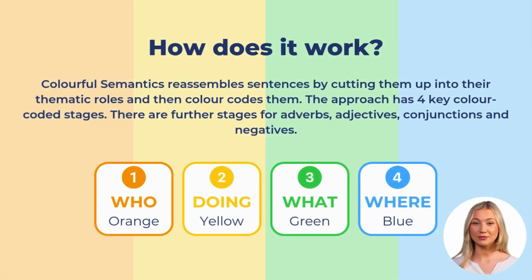How does it work? Colourful semantics reassembles sentences by cutting them up into their thematic roles and then color codes them. The approach has 4 key color-coded stages. There are further stages for adverbs, adjectives, conjunctions, and negatives.